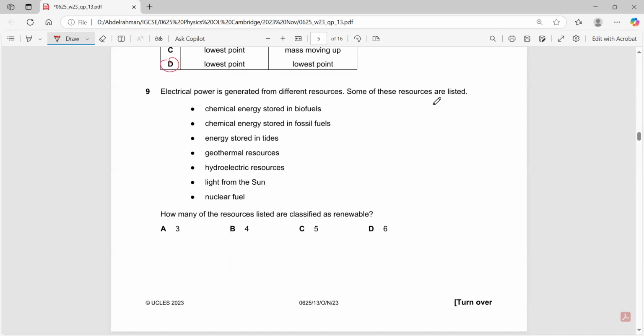Question 9. How many of these resources are classified as renewable? Is nuclear fuel renewable? No. Light, yes, 1. Hydroelectric, 2. Geothermal, 3. Tides, 4. Fossil fuels, no. Biofuels, yes, so you have 5 of them. 5 of them are renewable.